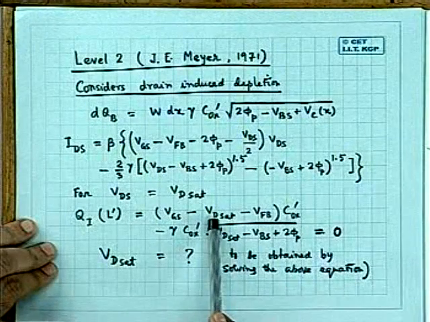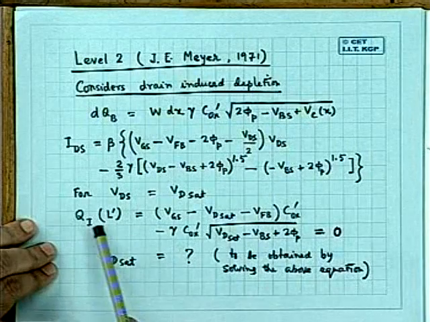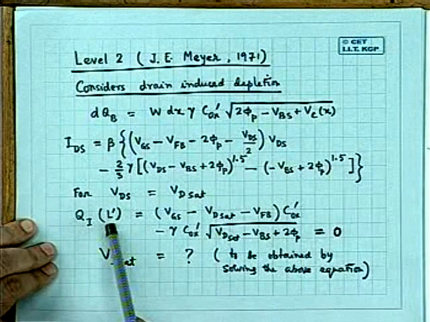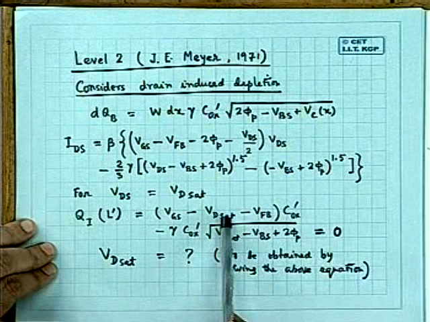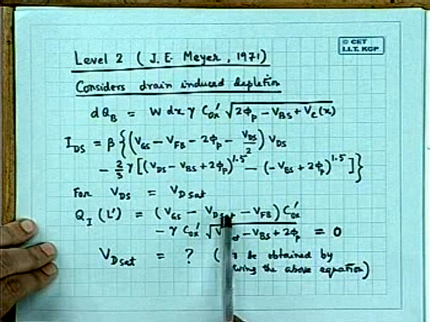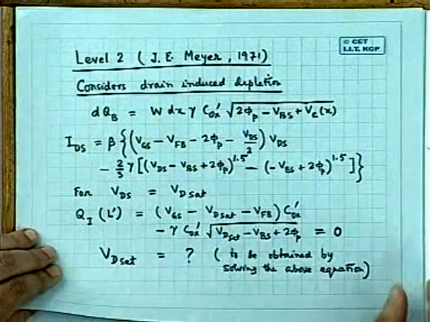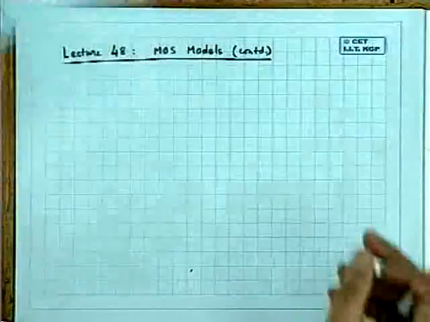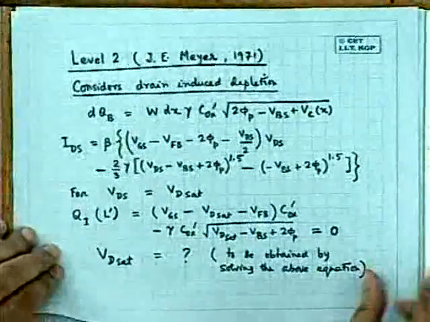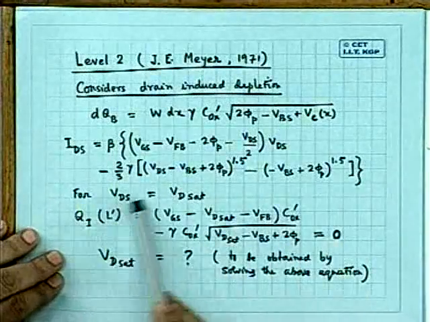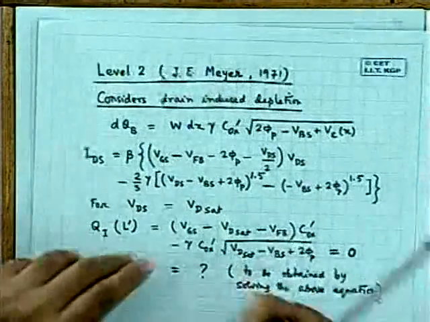That happens when VD is equal to VD sat. I assume that Qi at L dash becomes 0 when VD is equal to VD sat, so that we get an equation like this, by solving which we can get an expression for VD sat. That's how we get VD sat. VD sat is the drain voltage at which the saturation just starts. This is of course the expression for IDS, and that is how we set the condition for saturation.